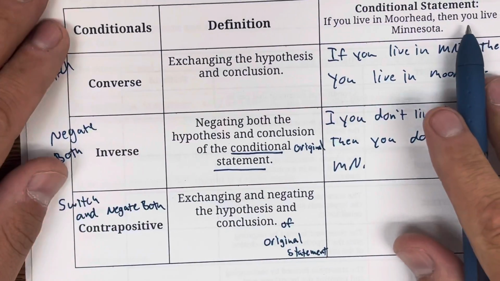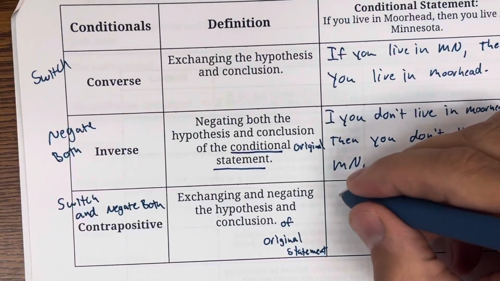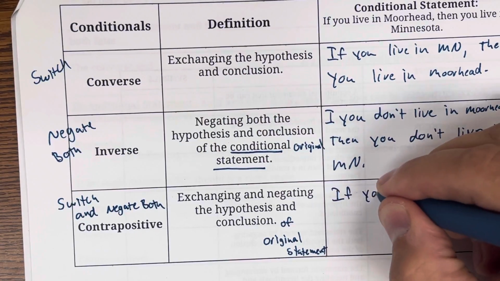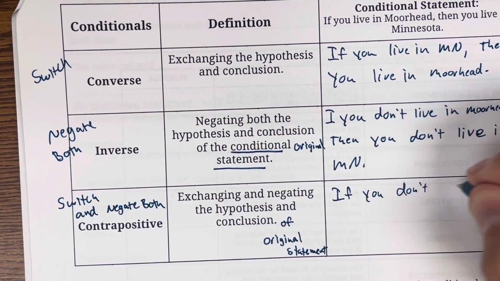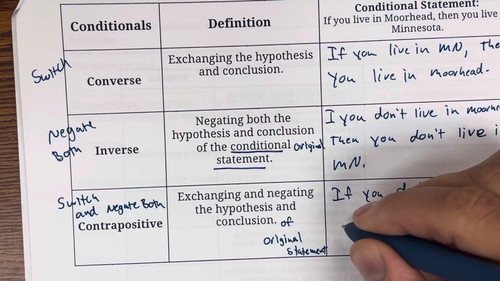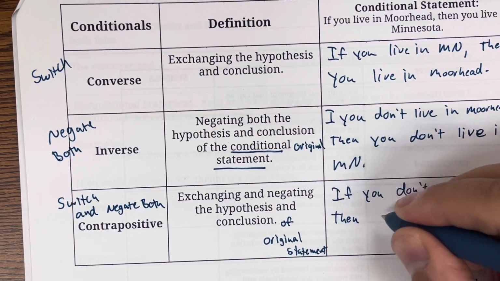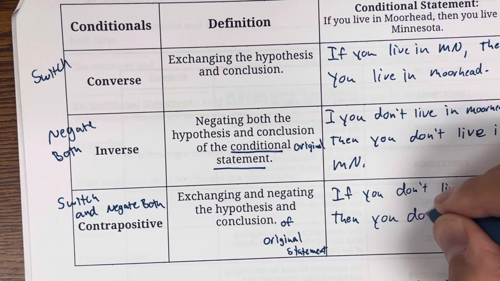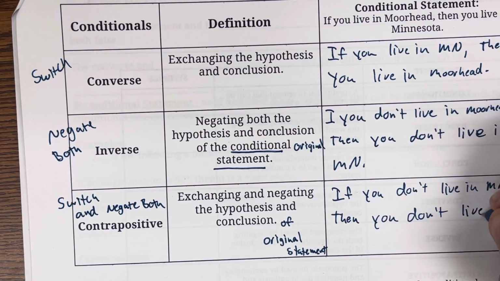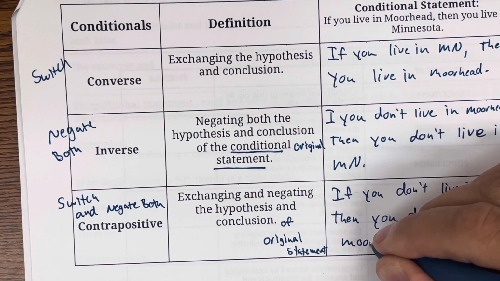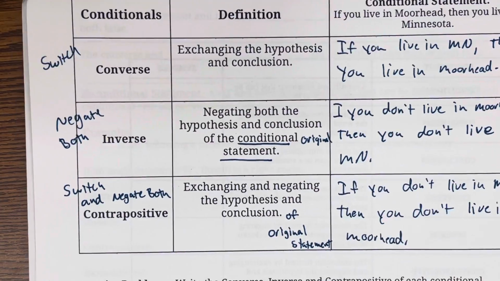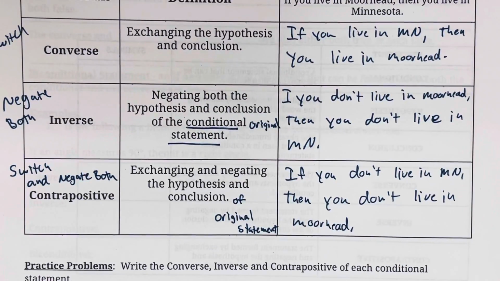So for me to switch this and negate it, I would say if you don't live in Minnesota, then you don't live in Moorhead. All right, so that is the contrapositive. So some extra practice problems here is to write the converse, the inverse, and the contrapositive of the conditional statement.